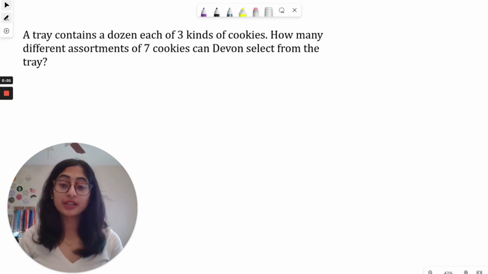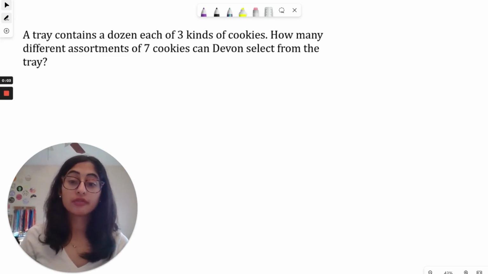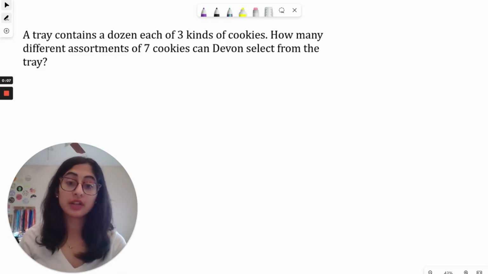All right, so this question says a tray contains a dozen each of 3 kinds of cookies. How many different assortments of 7 cookies can Devin select from the tray?